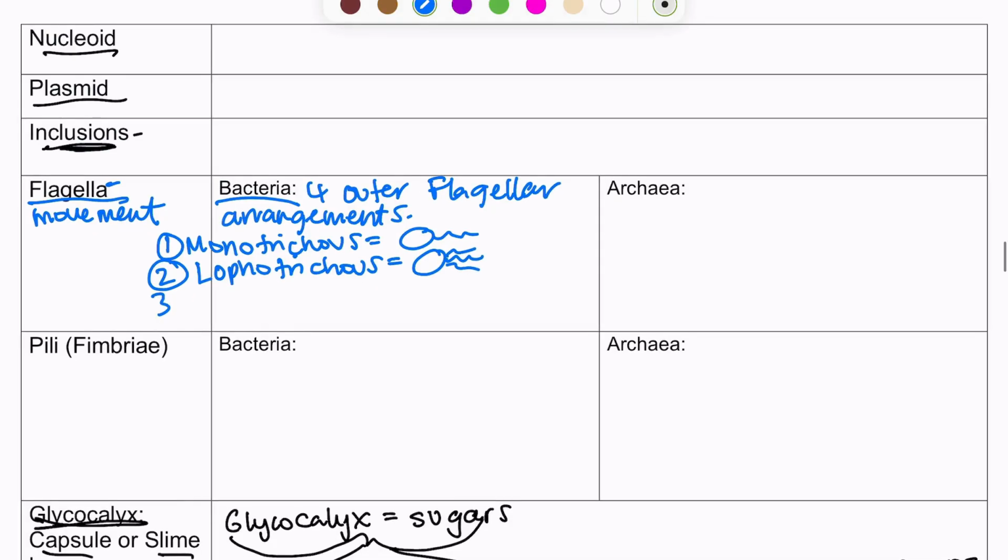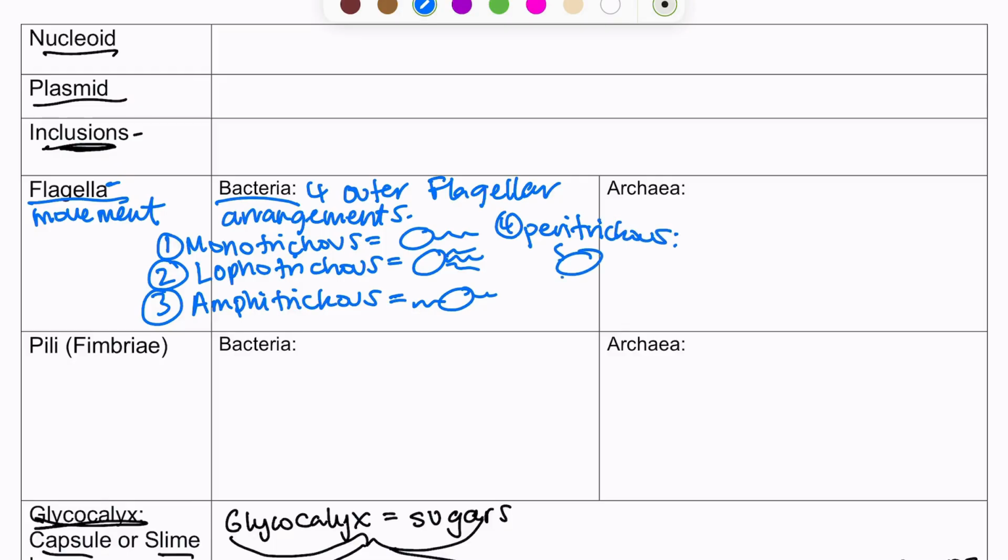And then number 3 is amphitrichous. Okay, and that's going to be 1 flagella from each end of the cell. All right, and then the last one here is the peritrichous. Okay, that's going to be many flagella dispersed throughout the cell, around the cell.